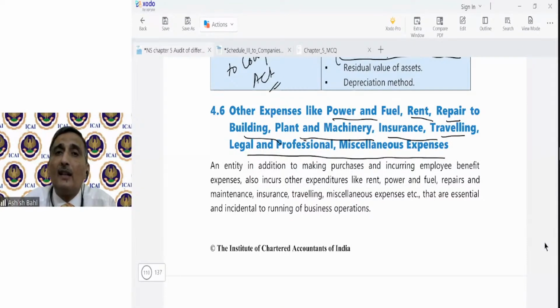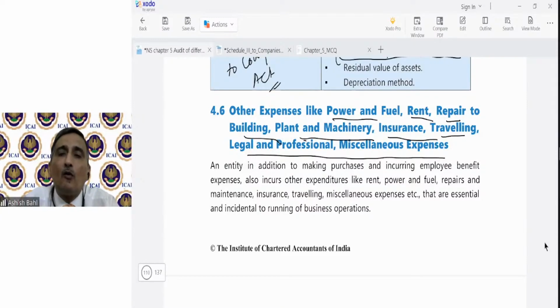Insurance policies may be taken at any point of time in a year. Say it may be taken in the month of December. So in this year, only 3 months insurance would be coming. The rest may be going to prepaid insurance, prepaid expenses, because it has been paid in advance. So traveling expenses.